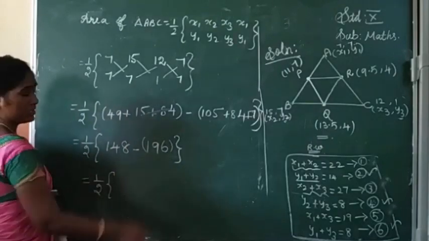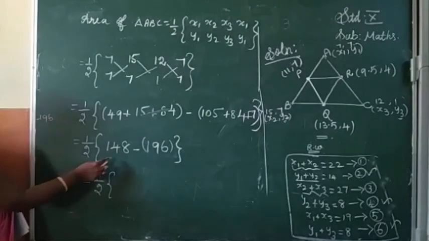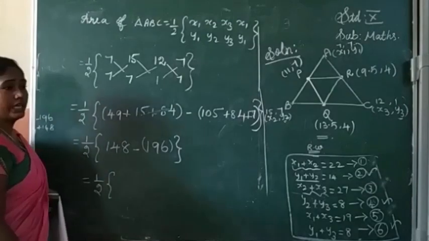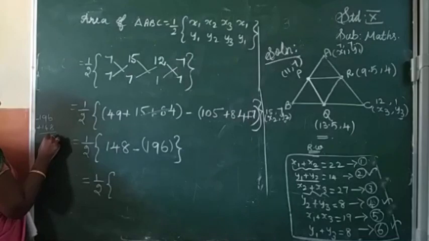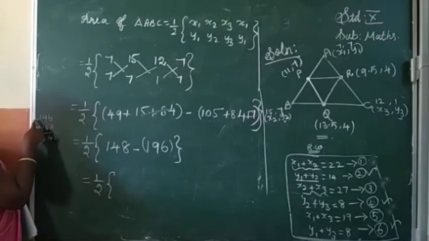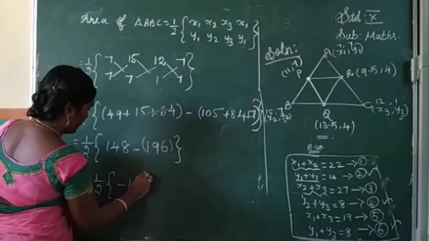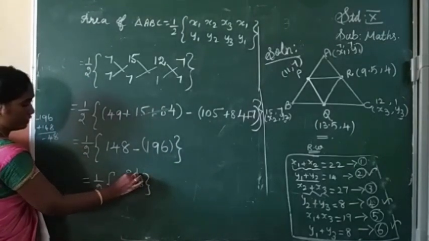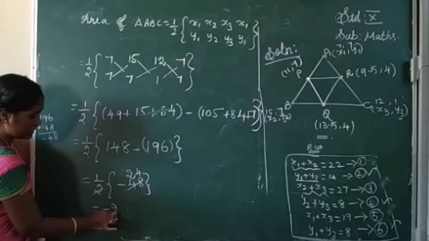See here, both signs are different. So 196 is a negative number. This is 148, a positive number. Both have different signs, so you have to subtract the numbers. If you subtract these two numbers, you will get the answer 48. The bigger number's sign is negative, so we will get the answer minus 48. Shall we cancel these two numbers? 2 2s are 4, 4 2s are 8. Half into minus 48 is minus 24.